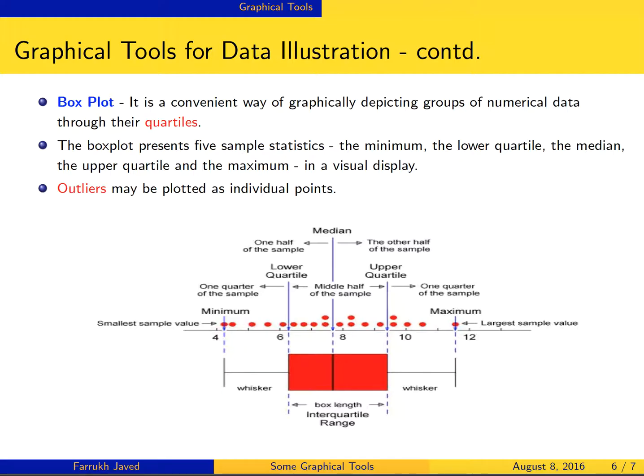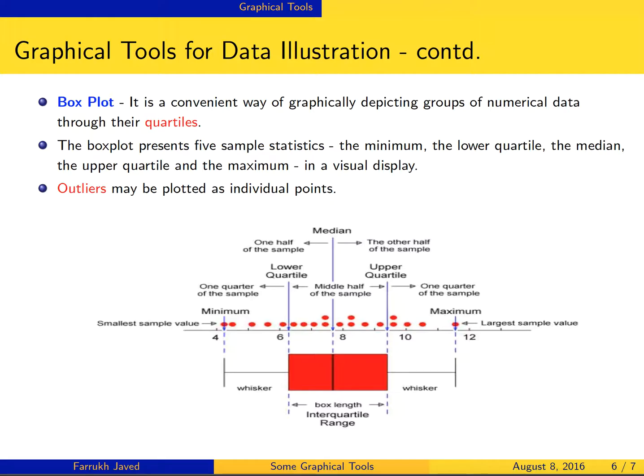Sometimes we call them box and whisker plots, because if you notice in this small graph, the red portion is a box, and this line over there is the whisker, the cat whisker, so to say. And a box plot is a very convenient way of graphically depicting groups of numerical data through their quartiles. Just recall the quartiles we learned in the previous lecture. We are going to use them here to make this plot.